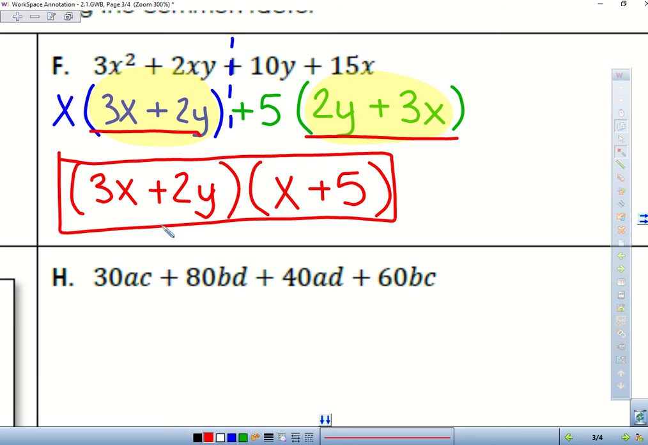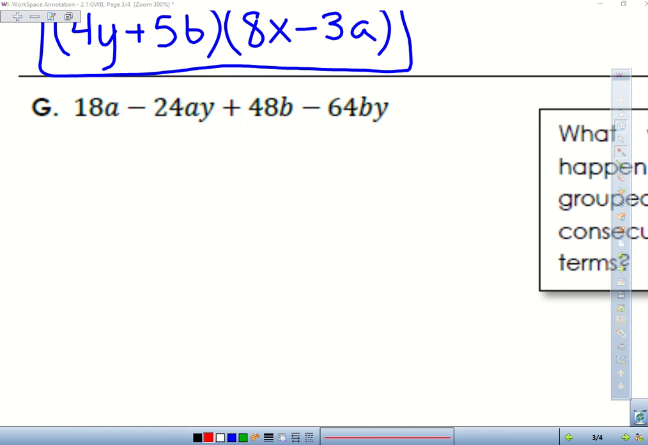I don't understand why it can come out. How do we get it from the x into 3x plus 2y? Gotcha. Where did that x go and everything?